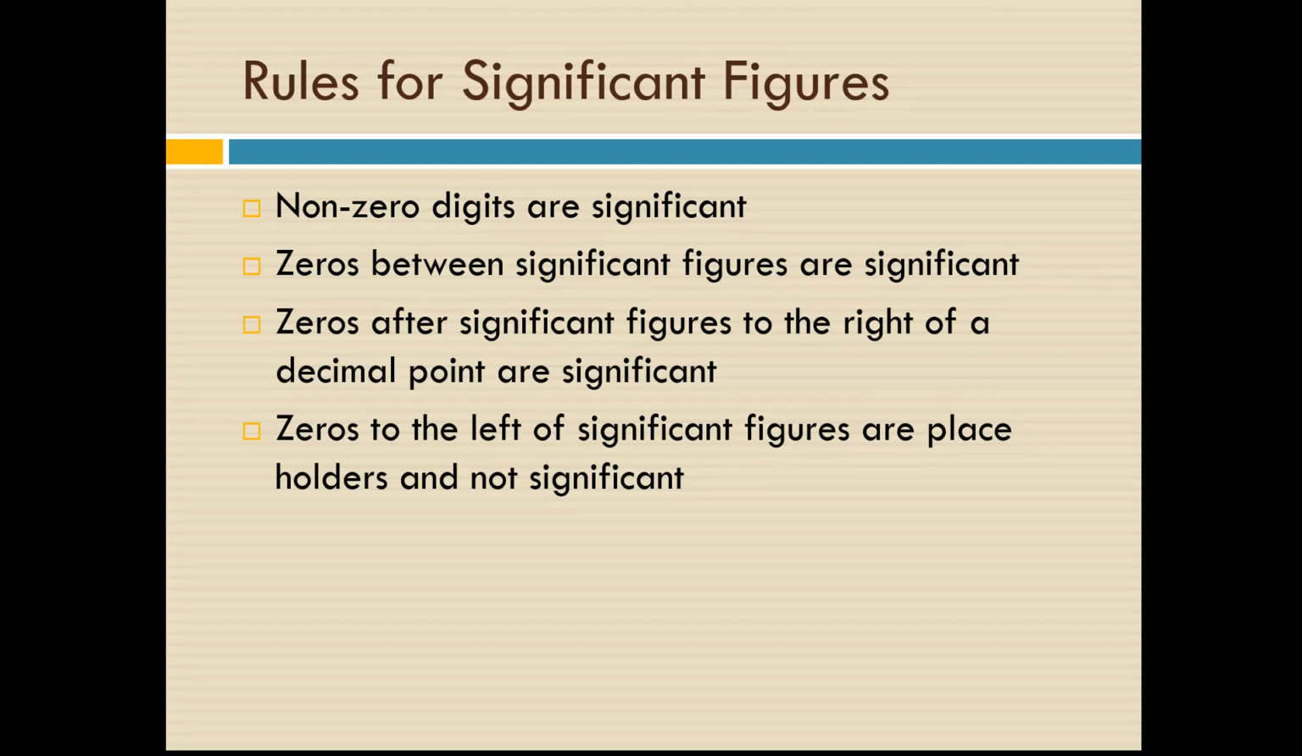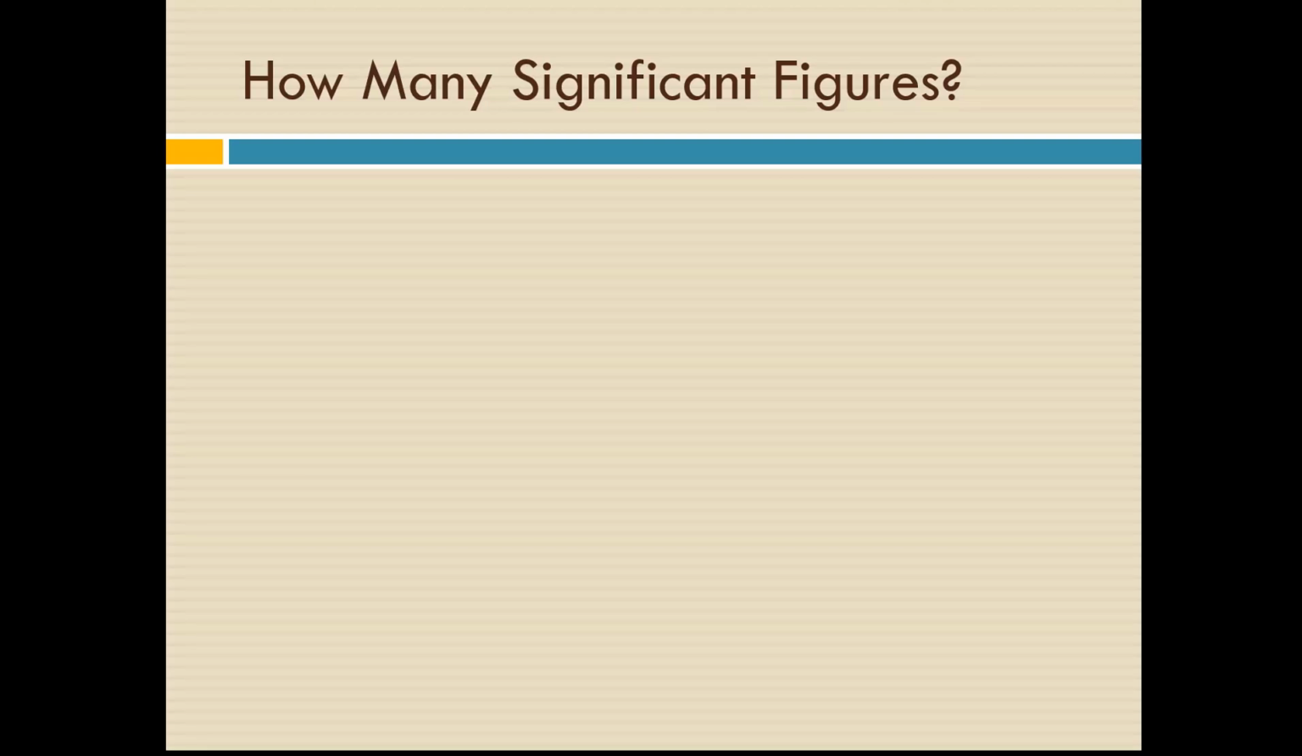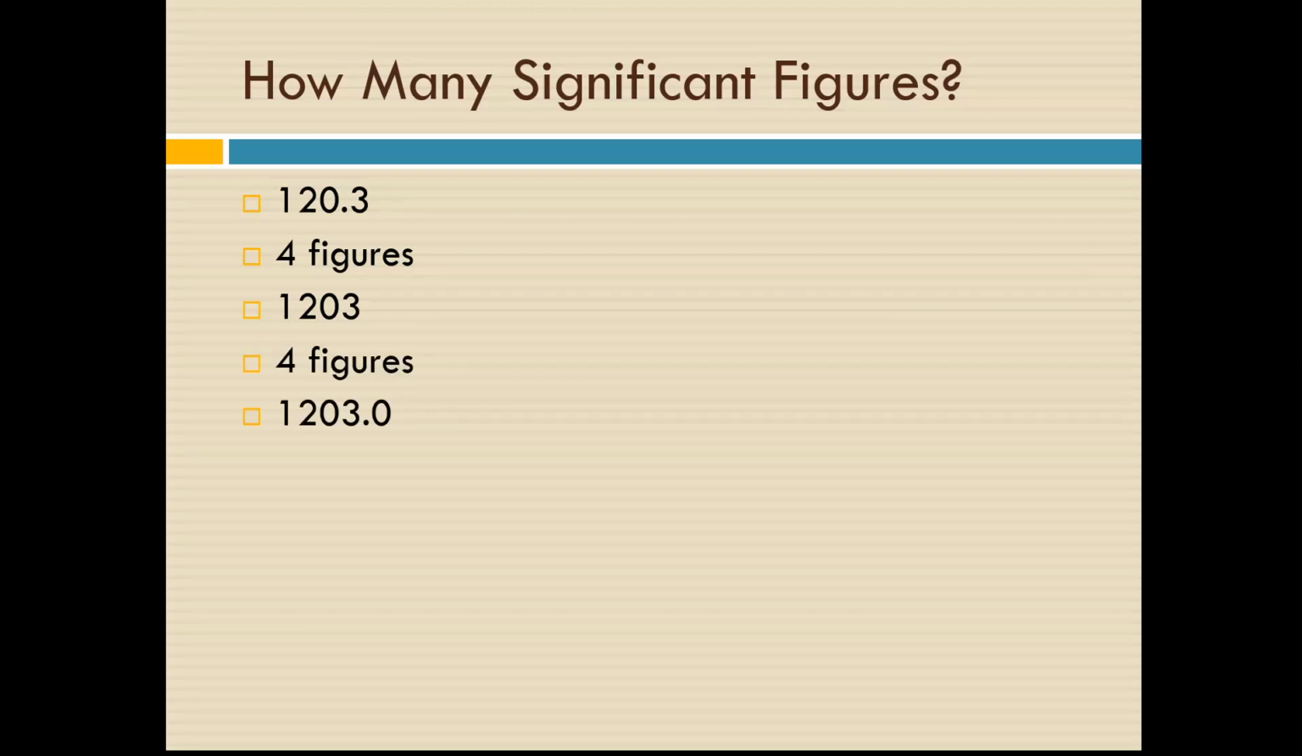So let's go ahead and do a little exercise. This is not going to be a Plickers exercise. Let's go through this. How many significant figures are in each of these numbers? In this number, how many significant figures are there? 4, correct. How many significant figures in this number? 4, correct. How many significant figures in this number? 5, correct, because the trailing zero after the decimal point means I could have read a number there.